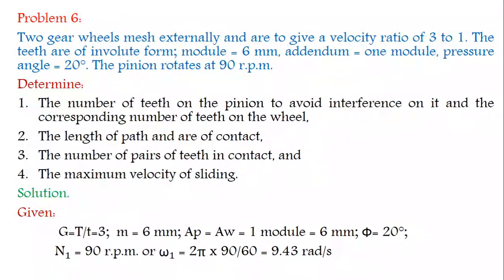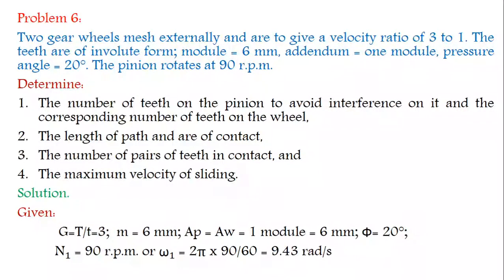Next, maximum velocity of sliding. The second, third and fourth questions we already discussed. These are things you may know well, and only the first question is new from the previous problem. Now you have to find the number of teeth on the pinion to avoid interference on the pinion, corresponding to the wheel.